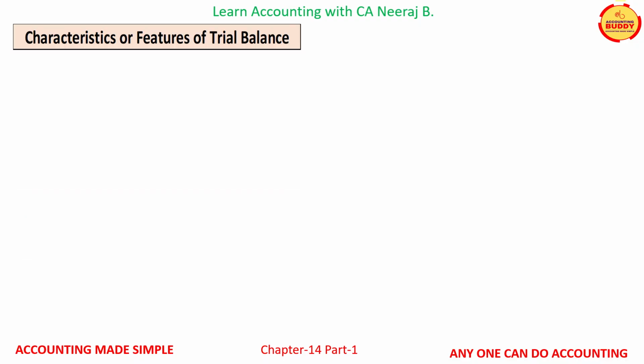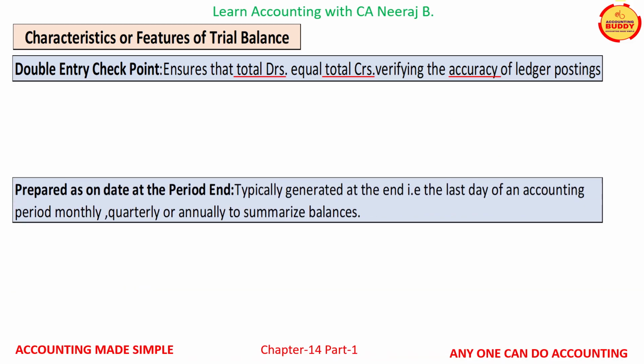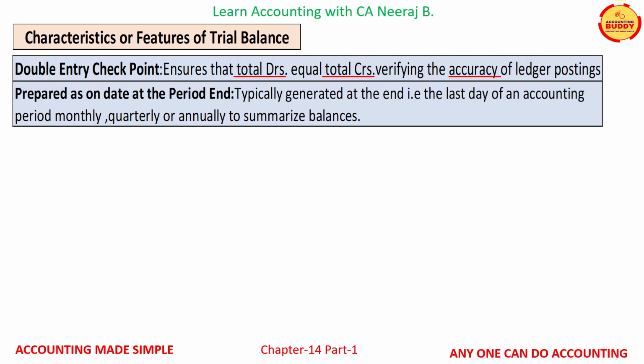In this slide, we will discuss characteristics or features of trial balance. Trial balance is a double entry checkpoint. It ensures that the total debits equal total credits, verifying the accuracy of the ledger postings. Trial balance is prepared as on date at the period end. Typically, it is generated at the end, that is the last day of an accounting period, which could be monthly, quarterly, or annually to summarize balances.